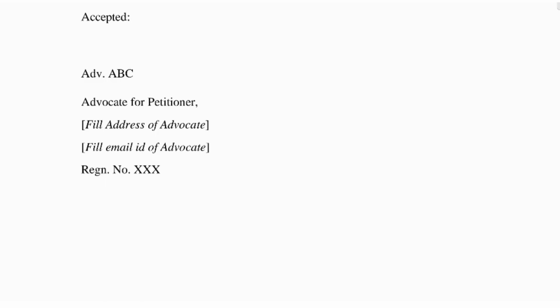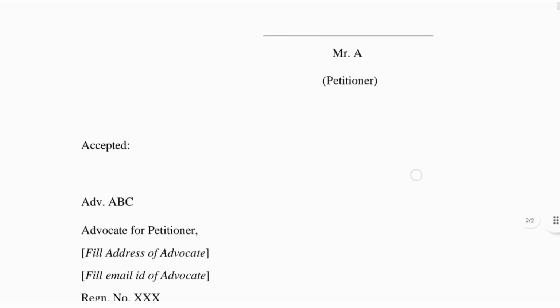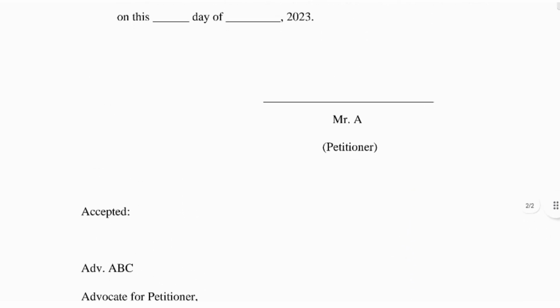Now when I was mentioning the signatures of the petitioner, a Vakalatnama has to be notarized. So it's better that the petitioner always signs in front of the person who is doing the notary. This is to ascertain that the person who has given this authority to the advocate to appear on his behalf is actually the same person. So this is kind of a double checking that the person who's signing the Vakalatnama is actually the same person.